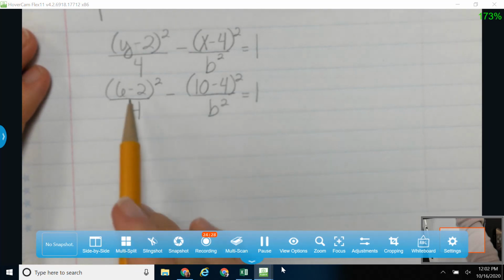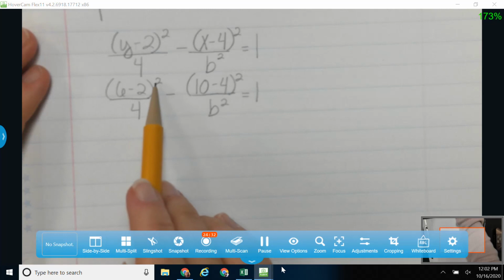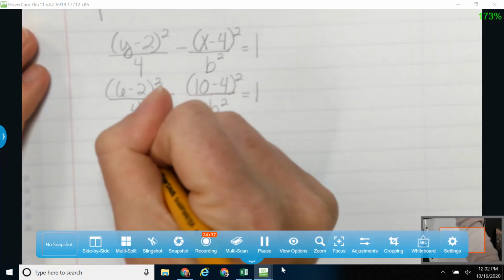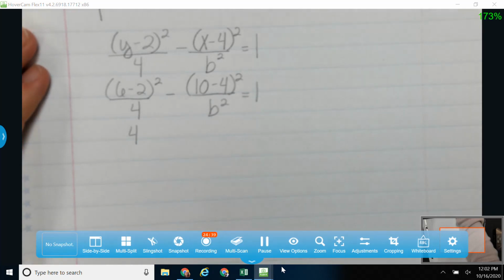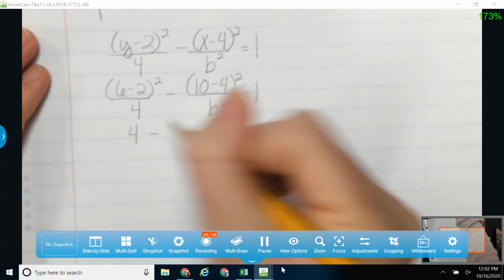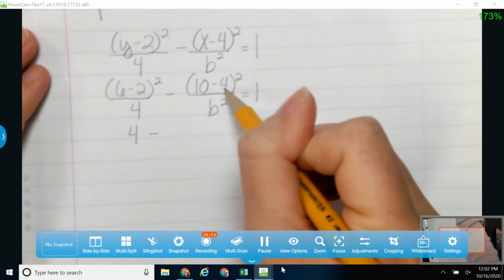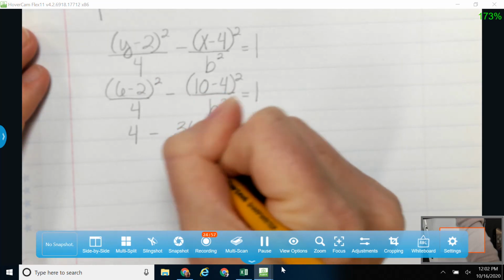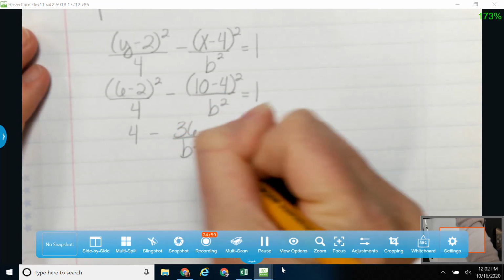Let's start with 6 minus 2 giving me 4, and 4 squared gives me 16, and 16 divided by 4 gives me 4 again. So 6 minus 2 was 4, 4 squared gave me 16, 16 divided by 4 is 4. All right, then over here I'm going to have 10 minus 4 gives me 6, 6 squared gives me 36 over b squared equals 1.